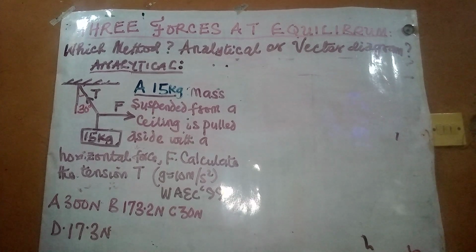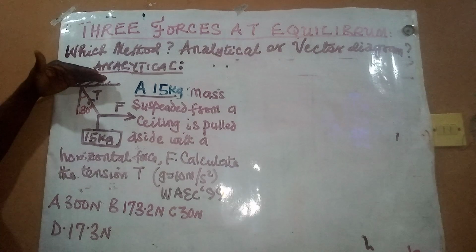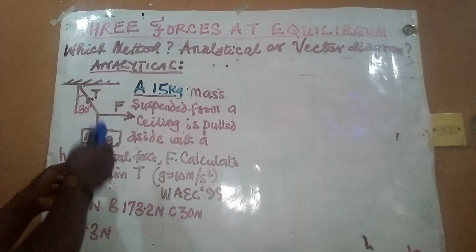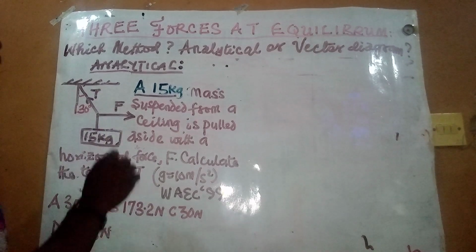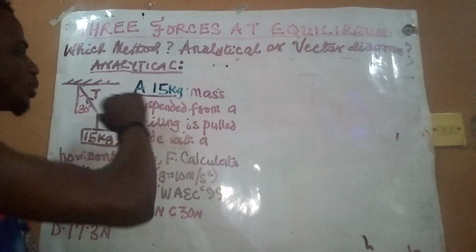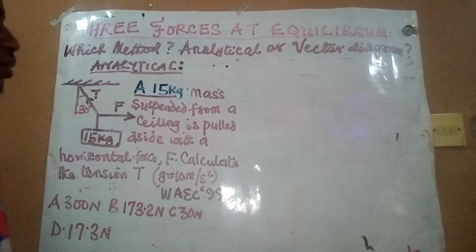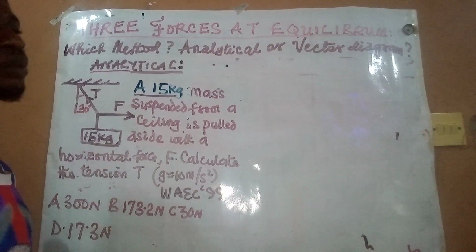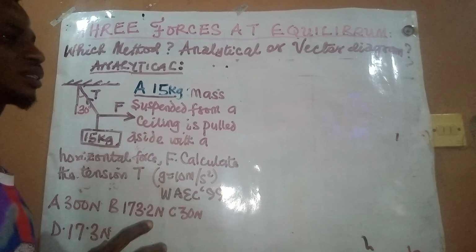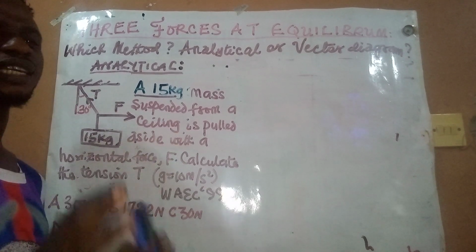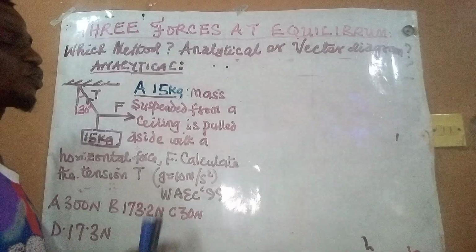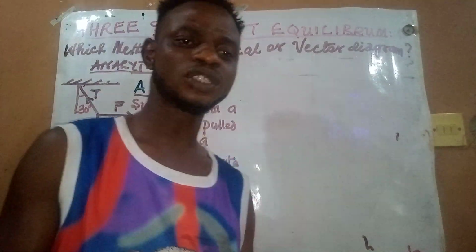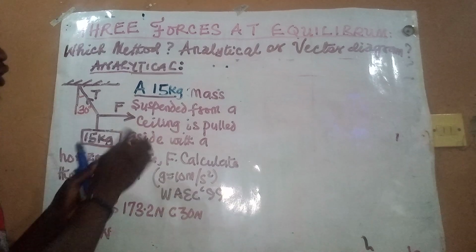The analytical method is aimed at trying to balance the forces. This is a ceiling. There is a cord attached to the ceiling, and there is a load downwards. After which a horizontal force is being pulled along this way. Now, a simple approach to this is trying to know what happens when forces are at equilibrium. When forces are at equilibrium, it means that the net force is zero. That is, the sum of upward force is equal to the sum of downward force. Likewise, the sum of forces to the left equals the sum of forces to the right.